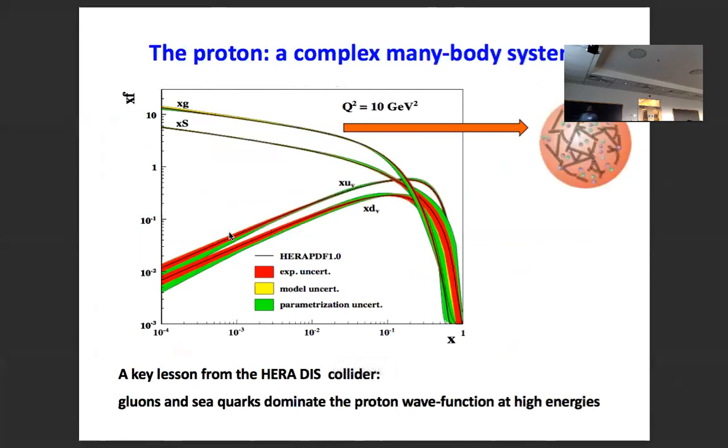So one thing we realized, and this is a slide that probably in some version many of you have seen, I particularly like this because it really illustrates the dominance of gluons and sea quarks as you go to small x, or towards the radiative limit. And so the key lesson is that when you go to very high energies, configurations which have lots of gluons and sea quarks dominate the hadron wave function. So in very high energy scattering processes, Fock state configurations which contain lots of gluons and sea quarks dominate wave functions.